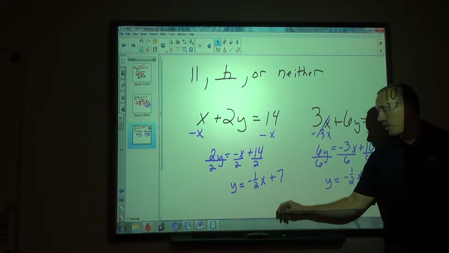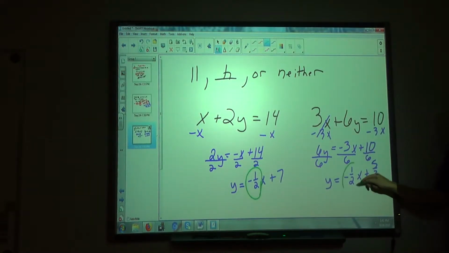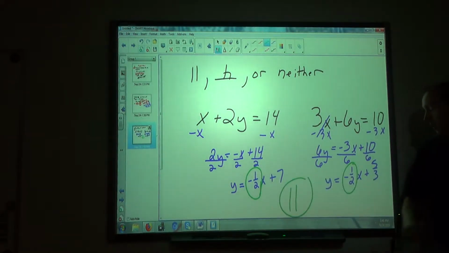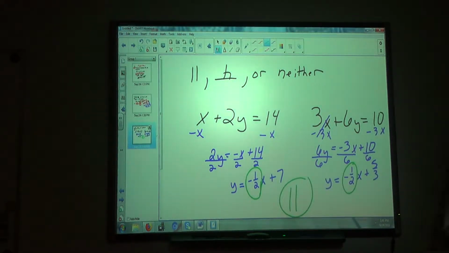What do you notice about these same slopes? So what do we know? Parallel. Yep. So that's the symbol for parallel there. You can write it out, but parallel lines.